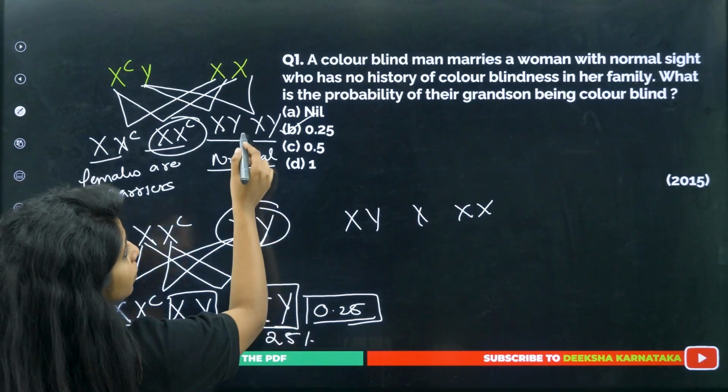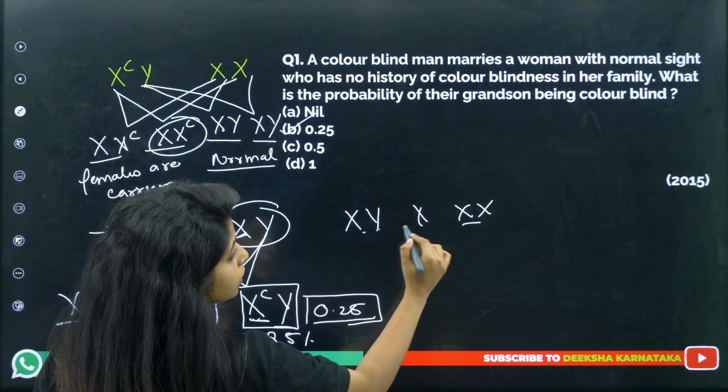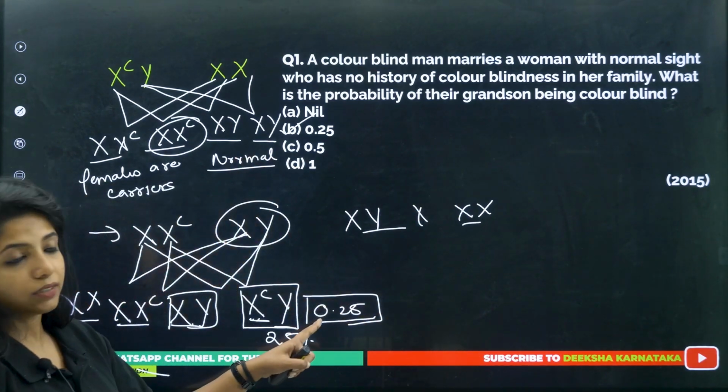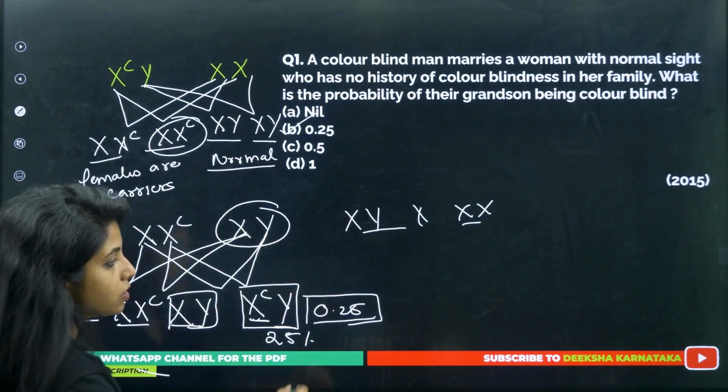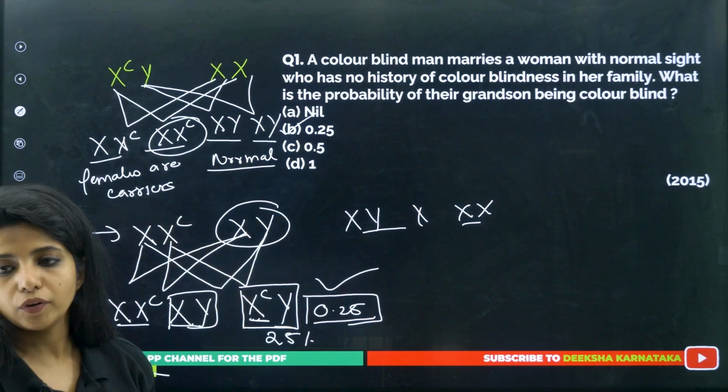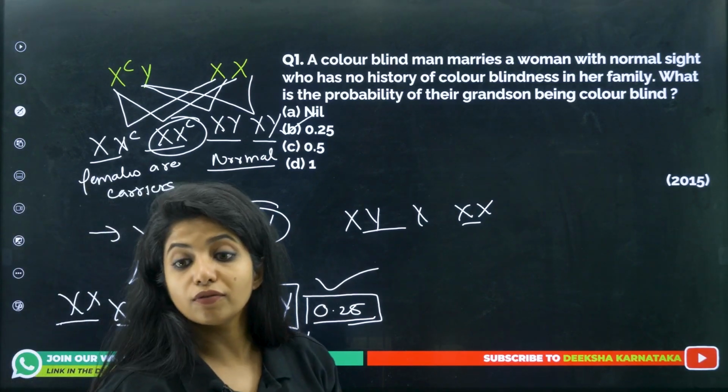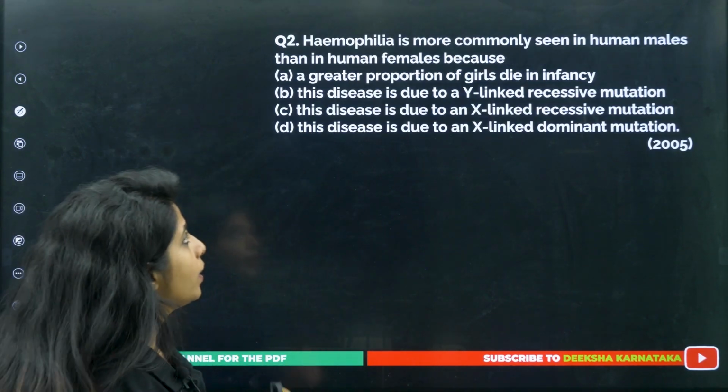Please don't write that when this fuses with another female, then obviously there is no one affected. So how can you write this? Still, if the female is fusing with another male, then you still have this chance. So how can you avoid it? Which is why it is 0.25. This came in 2015. Going ahead.